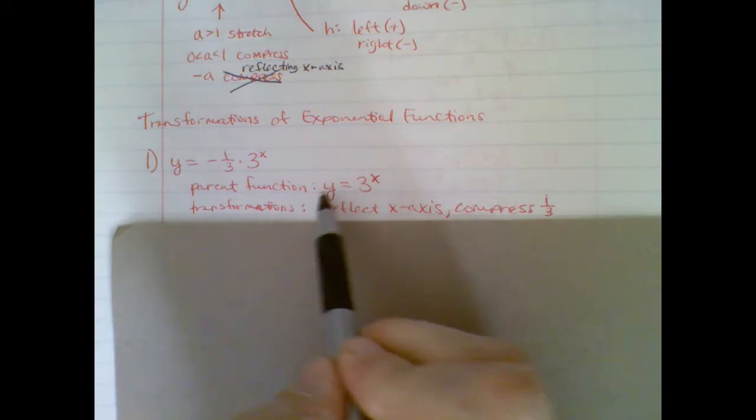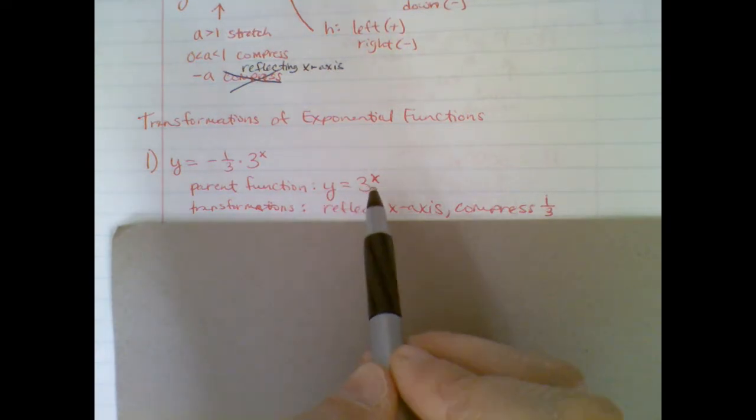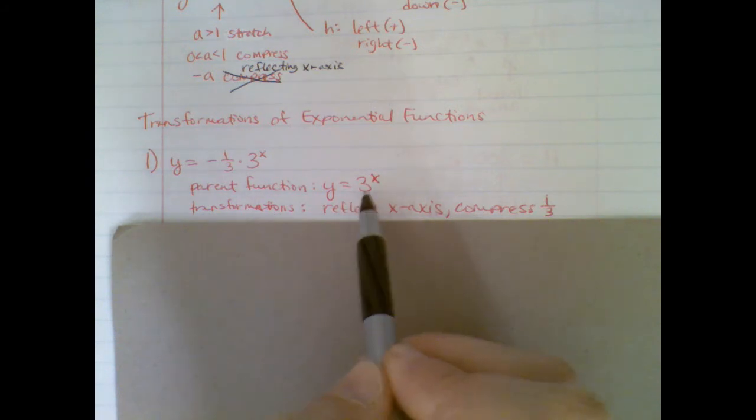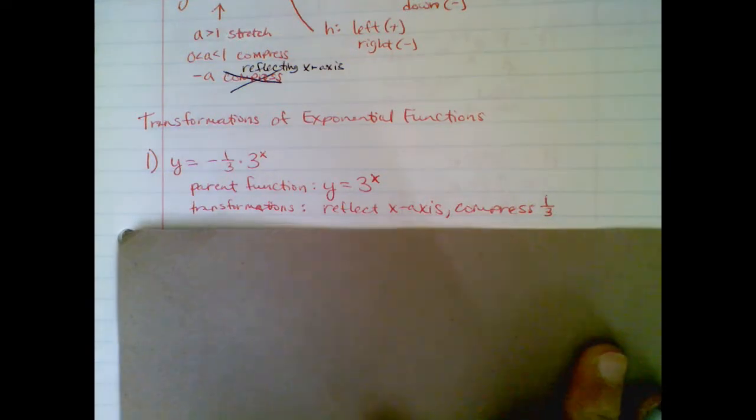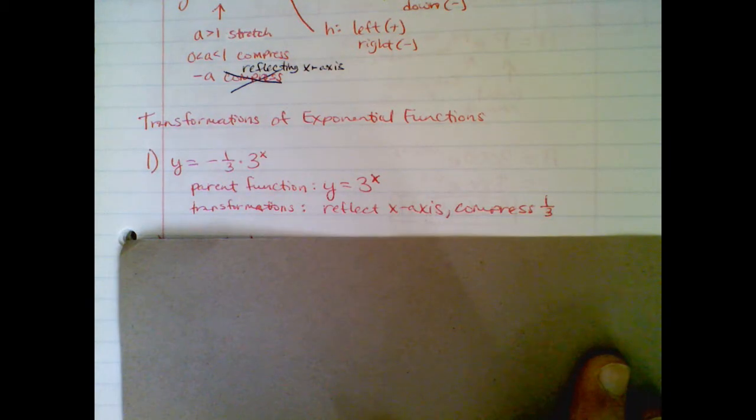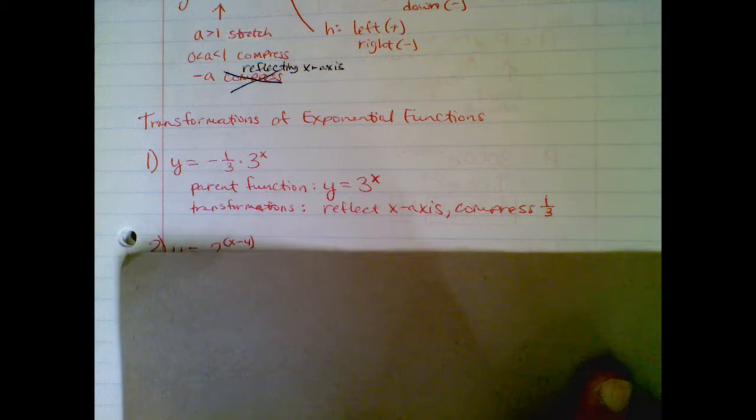Okay, and then this y equals 3 to the x power, that's just our parent function, so that's what we're going to compare it to. So we don't need to worry about that 3. It's not in charge of any transformations. So it is just reflected across the x-axis and compressed by a factor of 1/3.